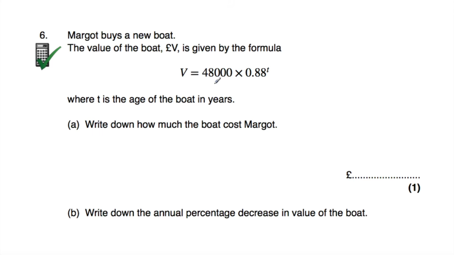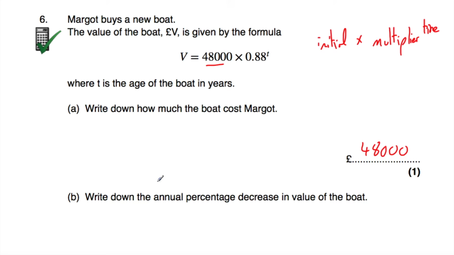Now whenever we're dealing with compound interest, we can use this formula where we've got the initial value multiplied by the multiplier to the power of time. So that formula can be very useful. If we have a look here, we've got the 48,000. So the 48,000 will be the initial value of the boat. So it's going to be 48,000. That's how much Margot paid for the new boat.